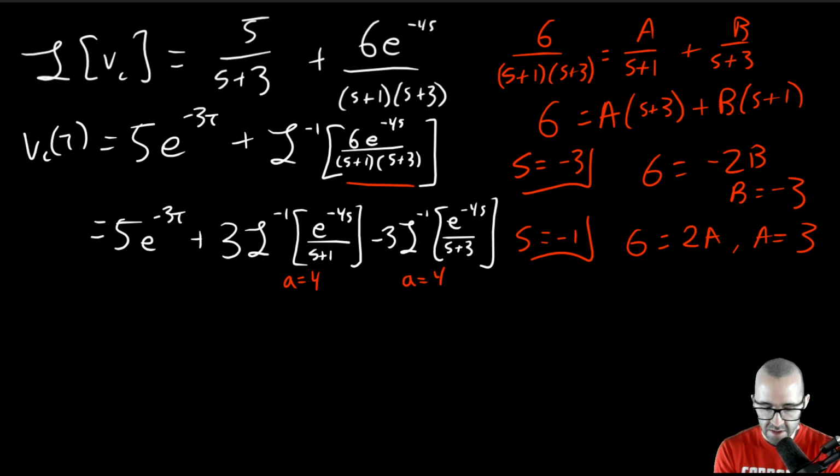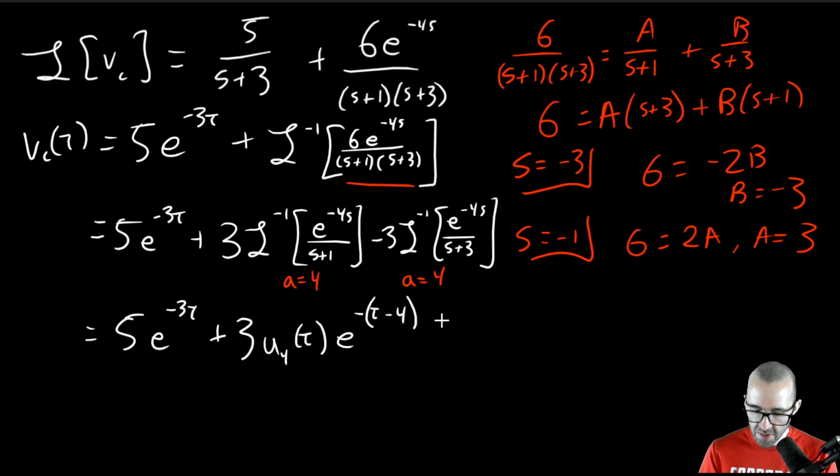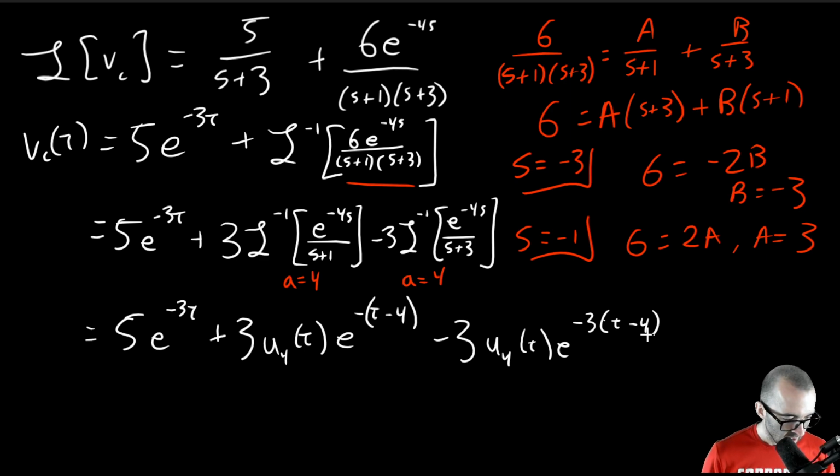Okay, so we're going to get our functions e to the -3t plus 3 times the Heaviside function, u sub 4 of t, times, again, this is e to the -t, but being shifted right 4 units, like so, minus 3 Heaviside function, e to the -3t, and again, t is getting shifted right 4 units. Okay, and this should be what we have. Let me just double check that I did not make a silly mistake. This is indeed what we have.